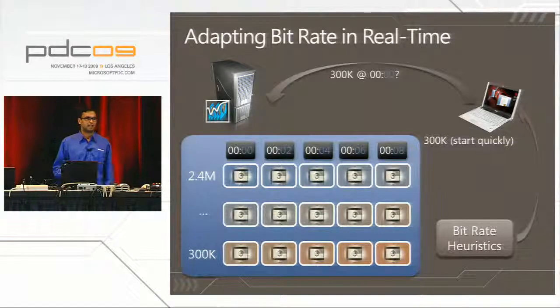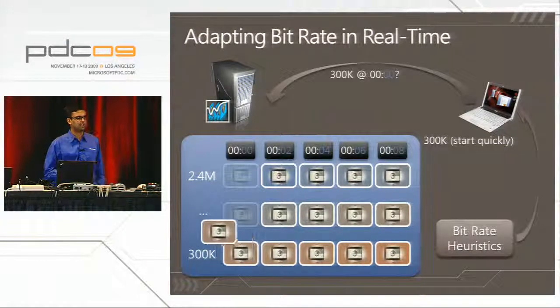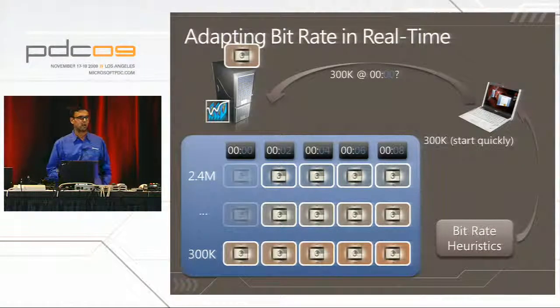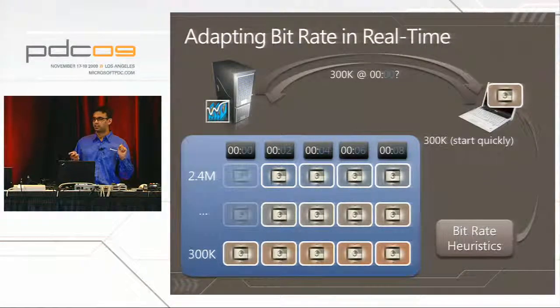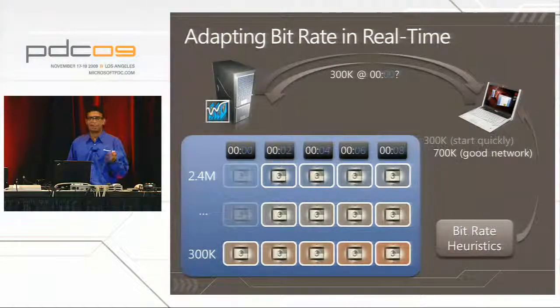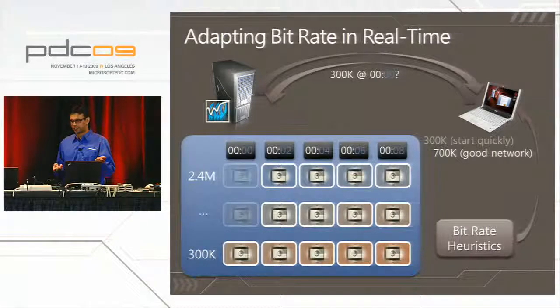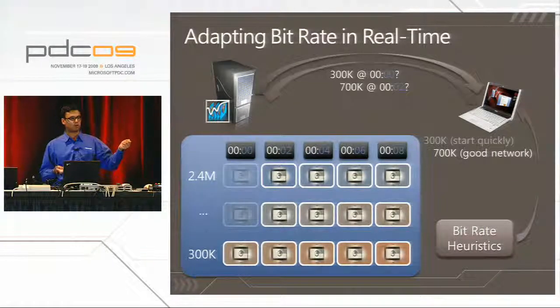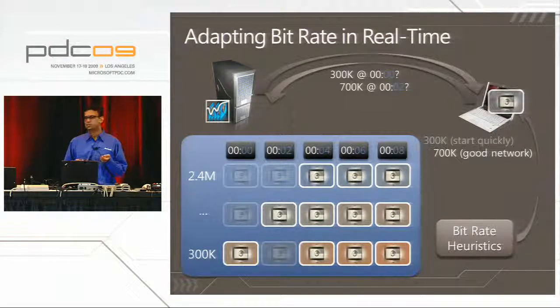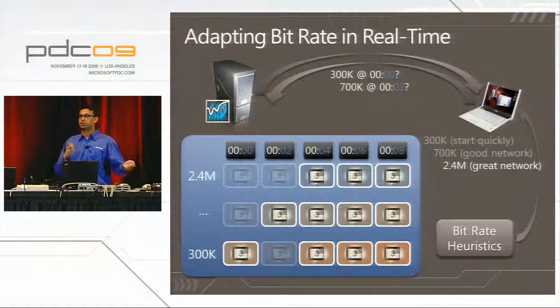Okay? Then, as we download the first piece of video, which is taken from the 300K file in this case and sent out to the client, we measure what kind of bandwidth you got. Okay? And the next piece of video we download is at 2 seconds into the video, but by now we already know you have a better network than 300K. So the next chunk we download will be at 700K in this case. Okay? Similarly, we keep repeating this process and keep changing according to your network changes.